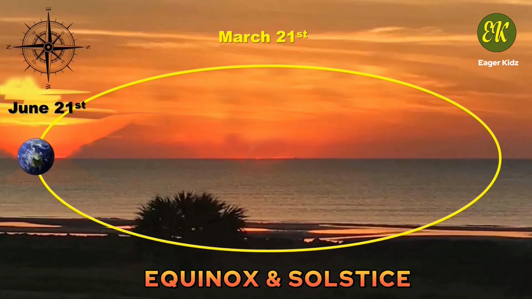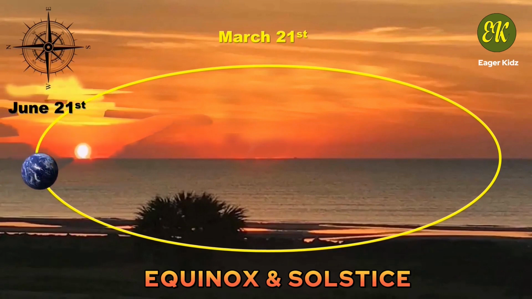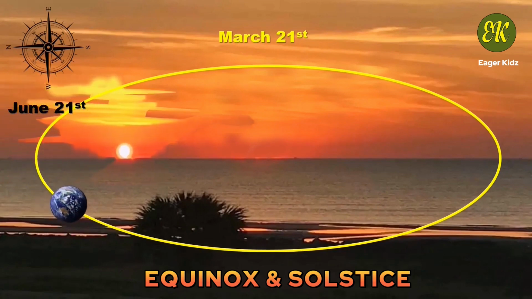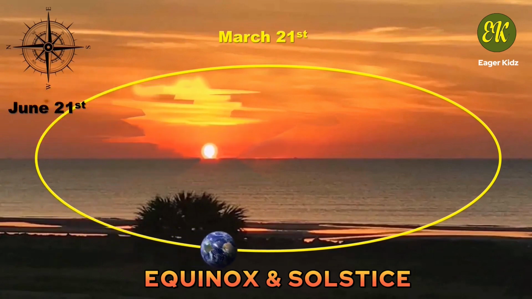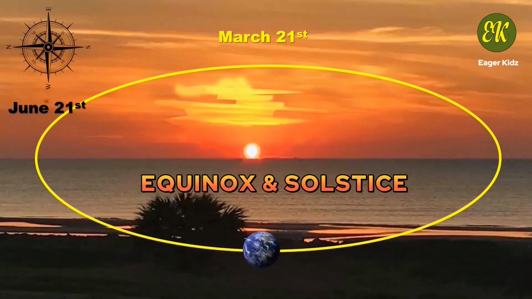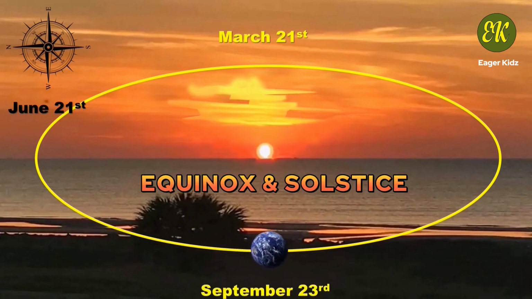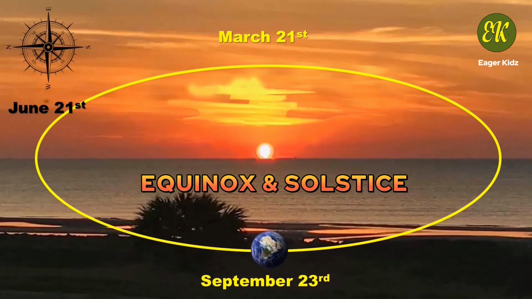From June 21st the Earth moves towards east in its elliptical path. This movement takes 3 months to reach the exact east. The sun moves towards east, and on September 23rd, it reaches the east. This September equinox is called autumnal or fall equinox in the northern hemisphere and vernal or spring equinox in the southern hemisphere.